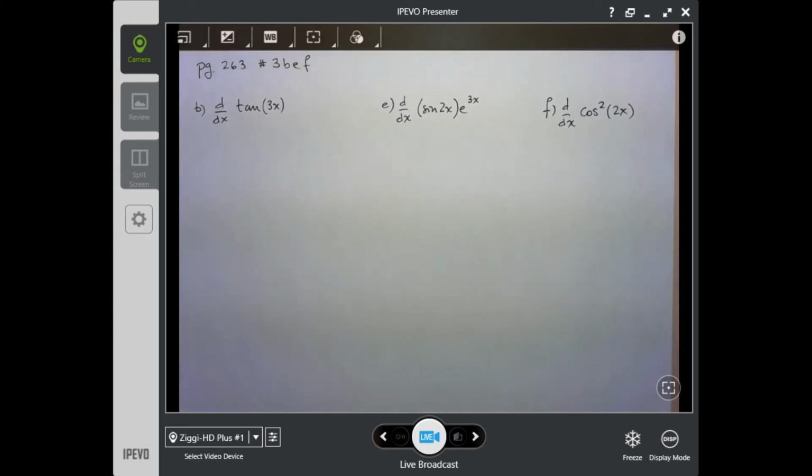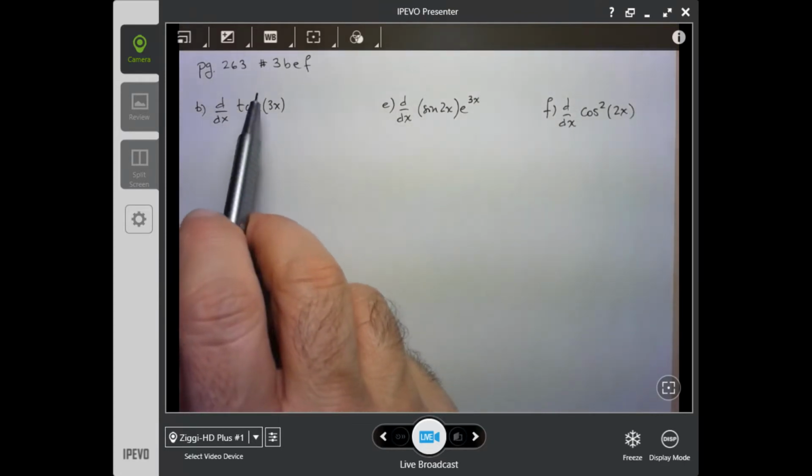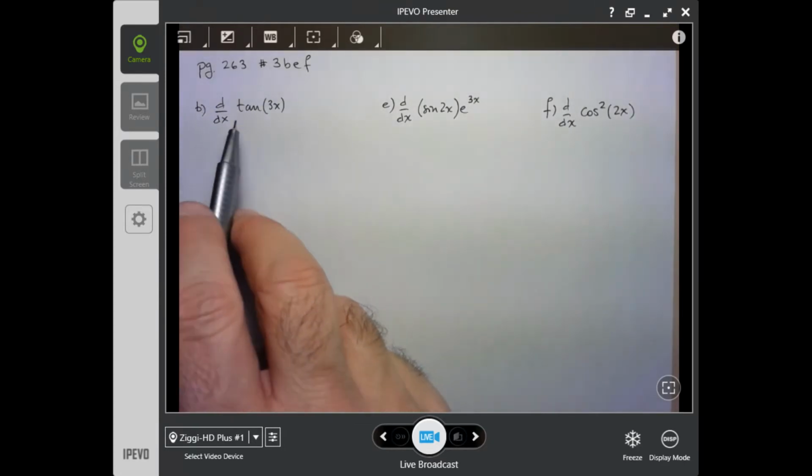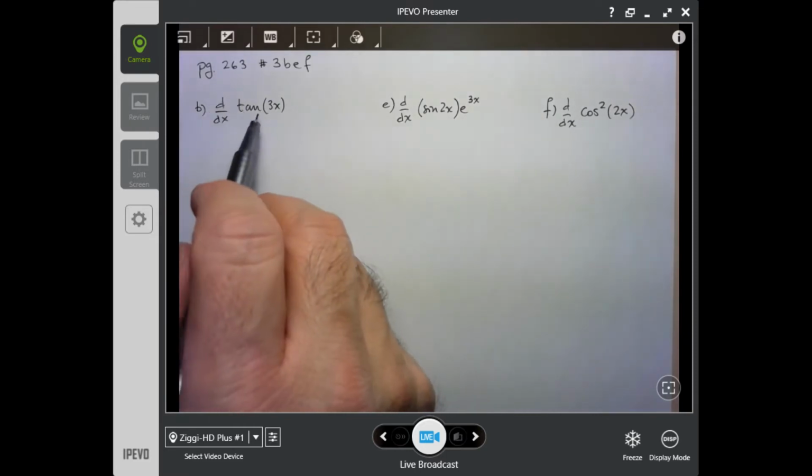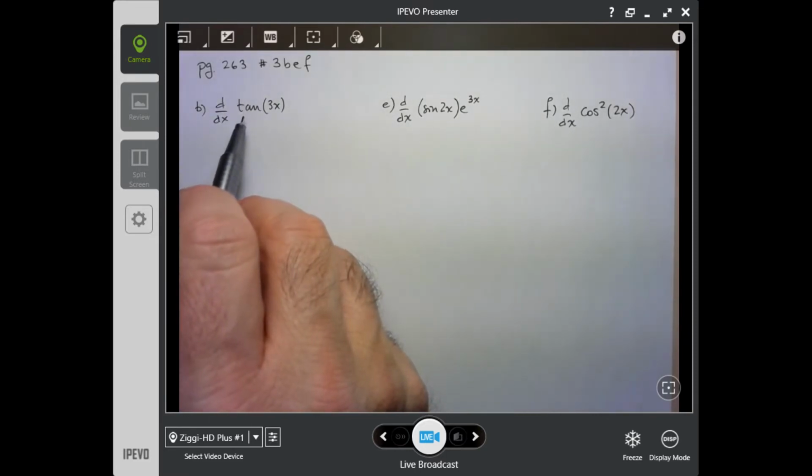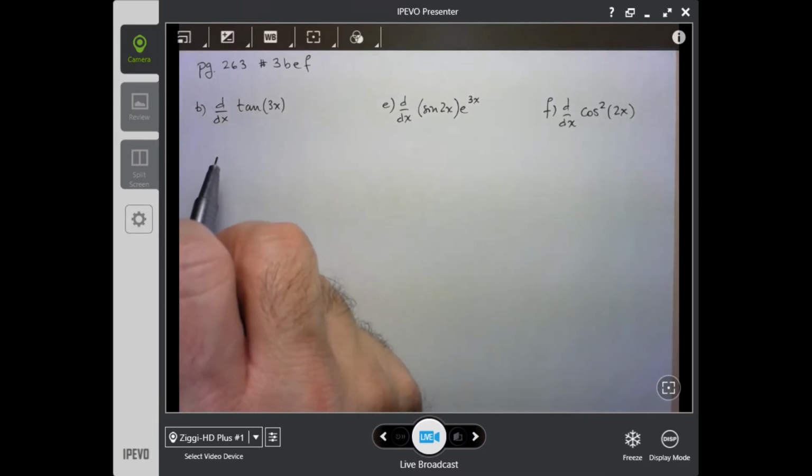Hi folks, we're going to take a look at these derivatives involving trigonometric functions. So this is page 263, numbers 3b, e, and f. Okay, let's take a look at b. Here I see the tangent function, but I'm not taking the derivative of tan x, but tan of 3x. So I'm going to need to use the chain rule.